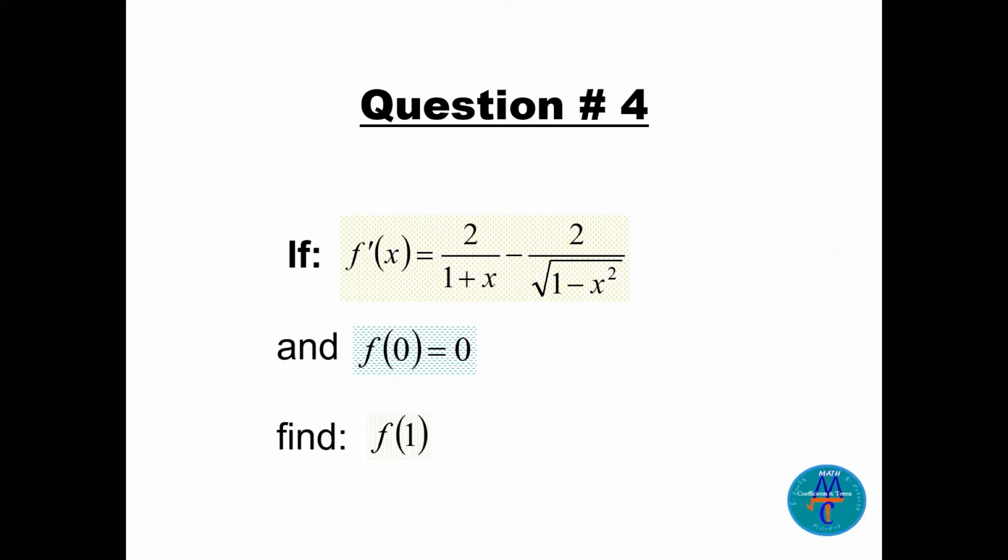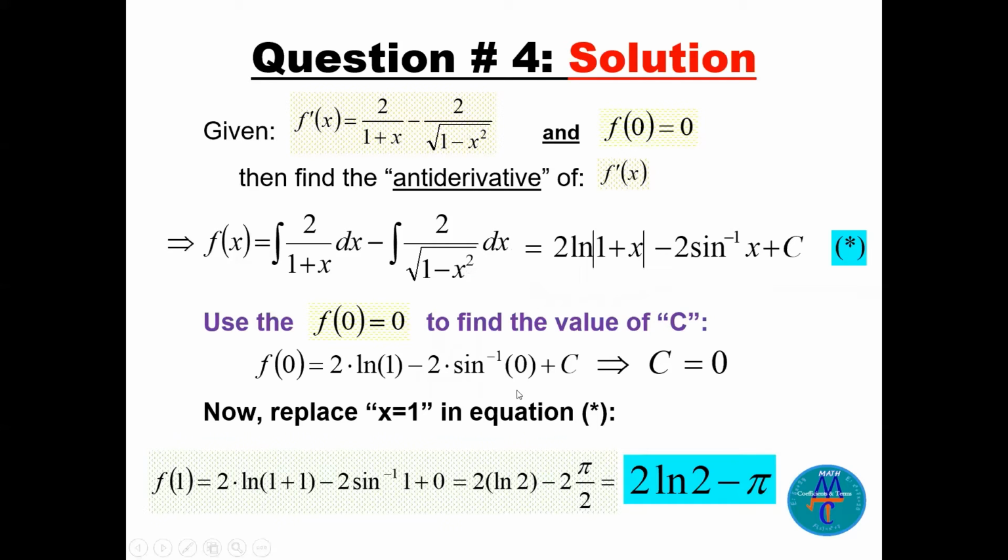Question number 4 says if f prime of x is equal to 2 divided by 1 plus x, minus 2 divided by square root of 1 minus x squared, and f of 0 is equal to 0, find f of 1. So from the derivative, we have to find the function f. So we can find the antiderivative of f prime. So we integrate 2 divided by 1 plus x dx minus the integration of 2 over square root of 1 minus x squared dx.